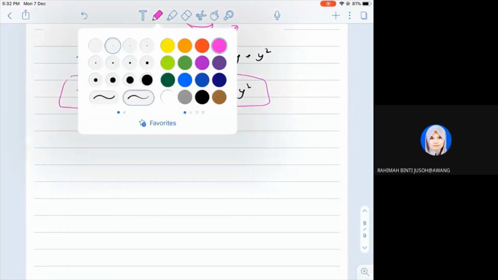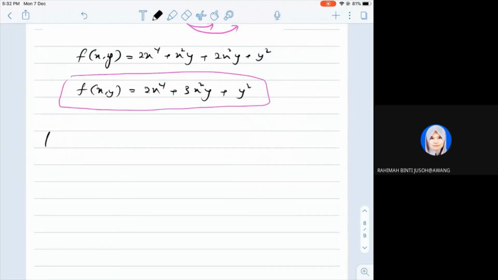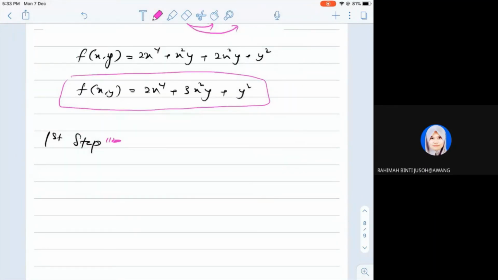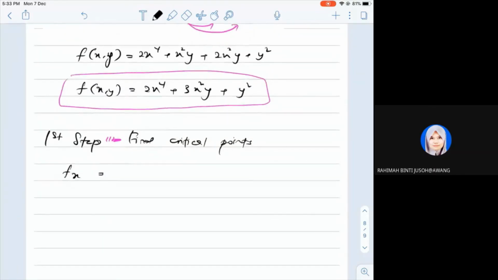So let us find the first step, step by step. First step, once you have done that, what do we have to do, guys? Find critical points. What you should do is differentiate. Find fx first. So to find fx, we differentiate 2x to the power of 4.